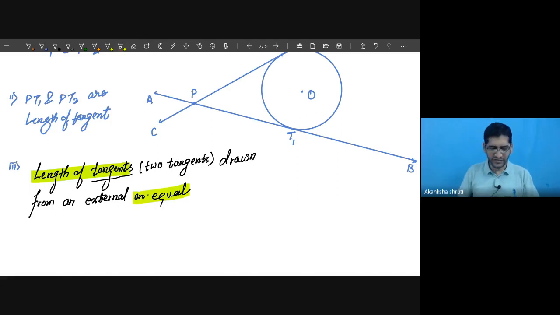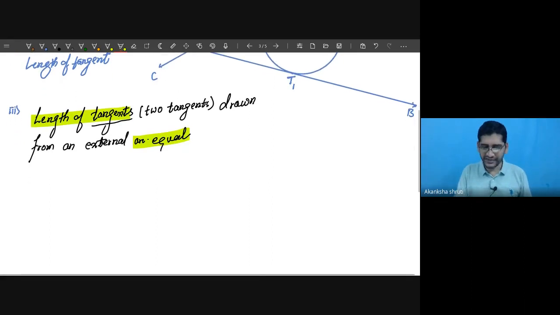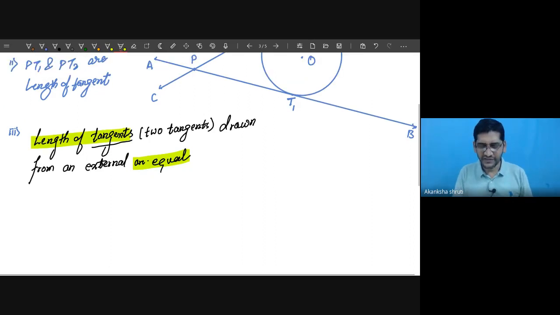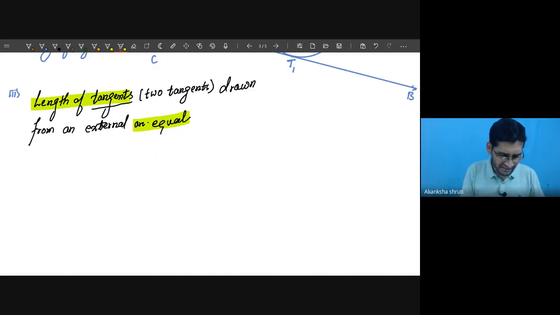So we have to prove these two lengths are equal. How can we prove it? That is also very easy, and sometimes this proof is also asked. So let us take this. Consider a circle. Proof is asked. Okay, student? So you have to know this.